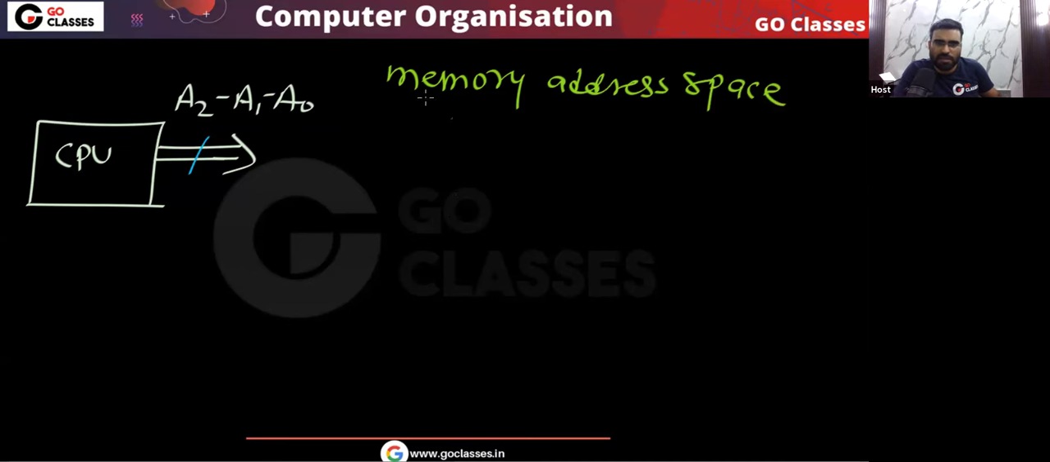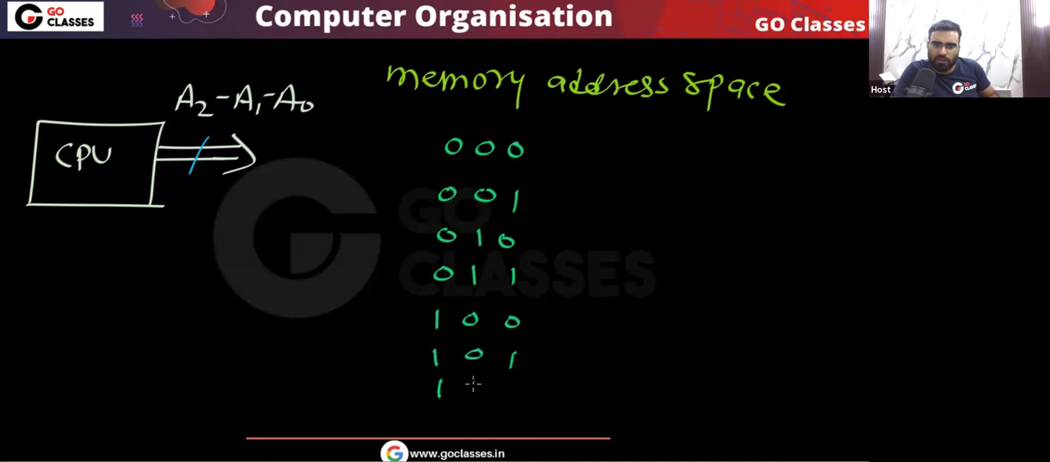Now, when the CPU is generating a 3-bit address, tell me, how many locations will the memory address space have? There will be a total of 8 addresses: 000, 001, 010, 011, 100, 101, 110, and 111. So you can see these are the addresses. Very simple. The CPU is generating a 3-bit address, so there are three address lines.